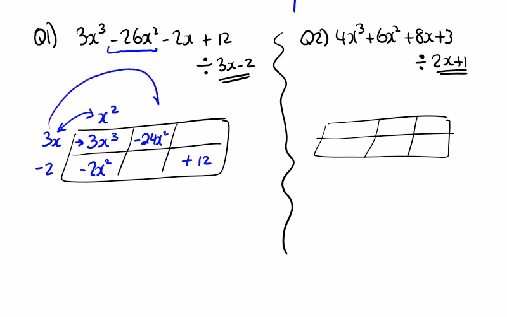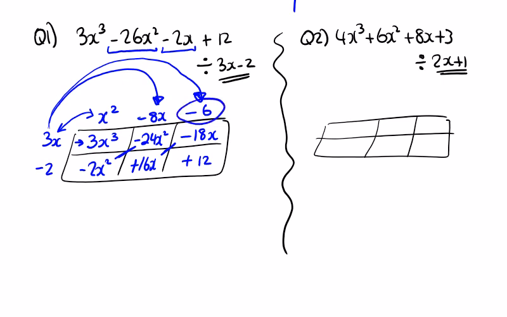So 3x multiplied by this number that I'm going to write in a minute is minus 24x squared. So it's going to be minus 8x. And minus 8x by minus 2 is plus 16x. These are my x's. These are my x squareds. I have 16x. I want minus 2. So how many do I have to go back? I have to go back 18 to get the minus 2. And then I say 3x multiplied by this number that I'm going to write. What number goes there? Minus 6. Check your answer. Minus 6 by minus 2 is plus 12.